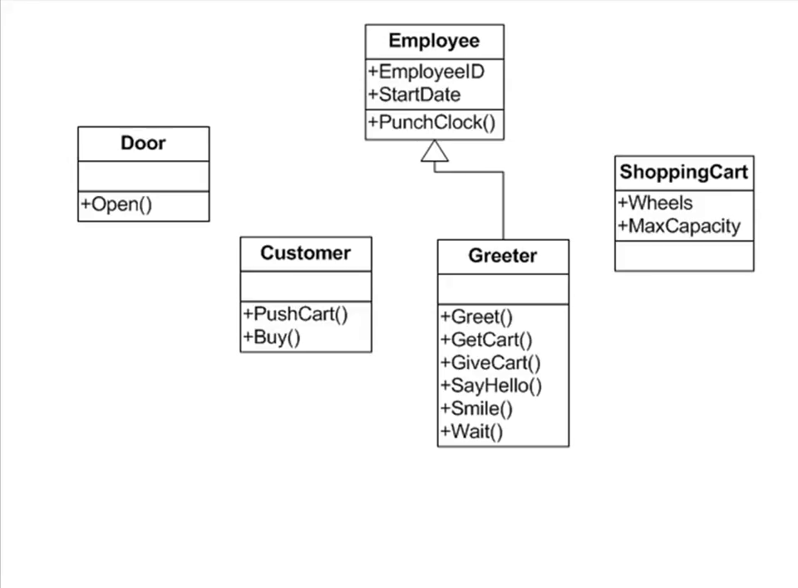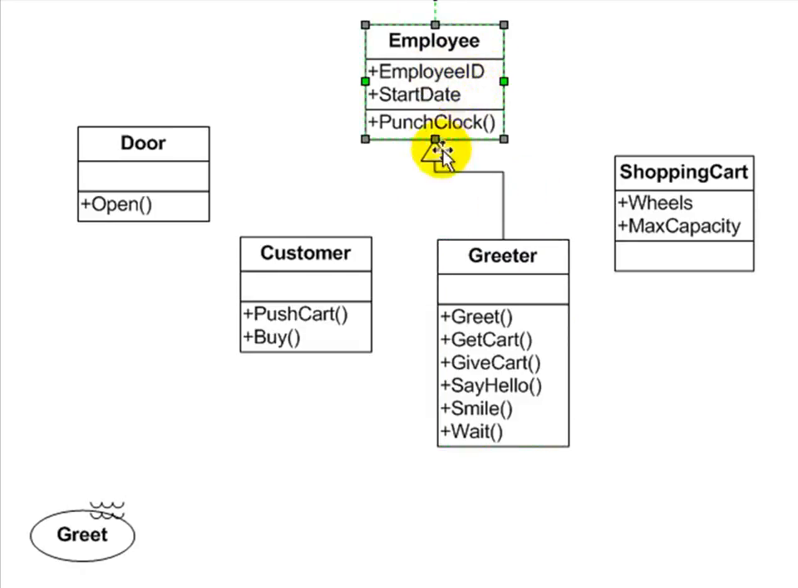Okay, so now we're going to get down and really define the classes that we need in order to perform this use case. So the greet use case can be broken down into these classes. Now, in the class diagram, we're going to want to be as specific as we want the final software to be. These are not just diagram classes. They will be the structure of the actual code classes. So here you see I've given my customer the ability to push a cart and to buy things. My greeter can do a lot of things. My greeter is, this is inheritance here, it is an employee.